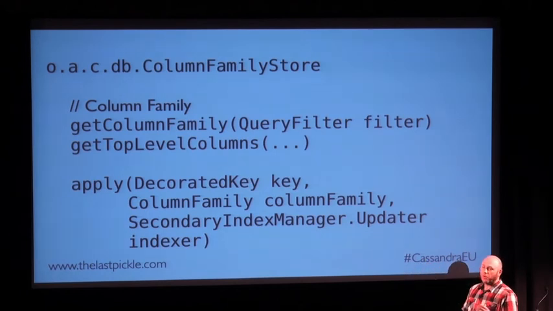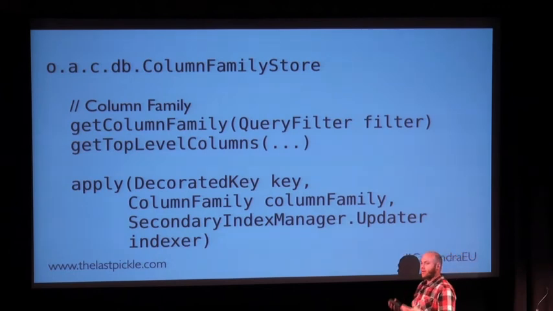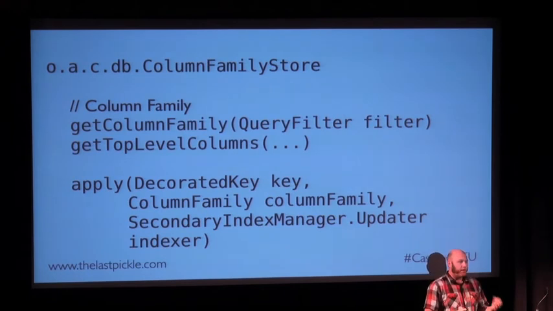Get column families is where we call to do our read, but most of the action takes place in get top level columns. That's where you can see the effect of caches and things like that. When we're going to do a write, we call apply.